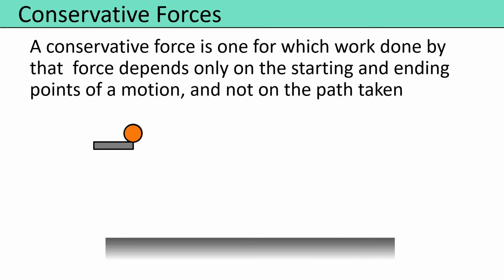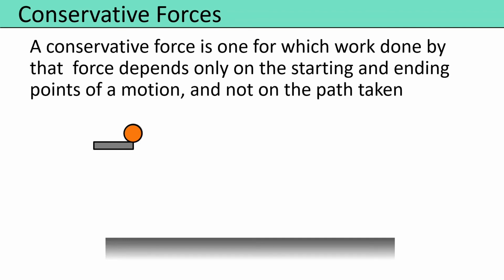So, if a force is pushing an object from position A to position B, the work done on that object by the force should be dependent only on the initial and final positions and independent of the path taken to go from the first to the last point. So let's see what this means in a more graphical way.